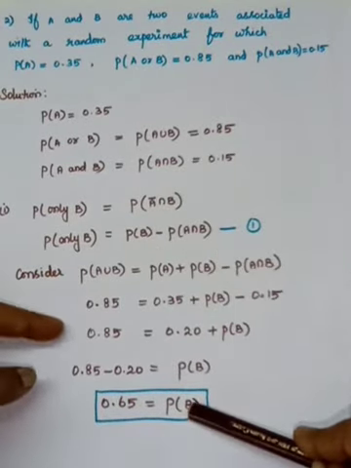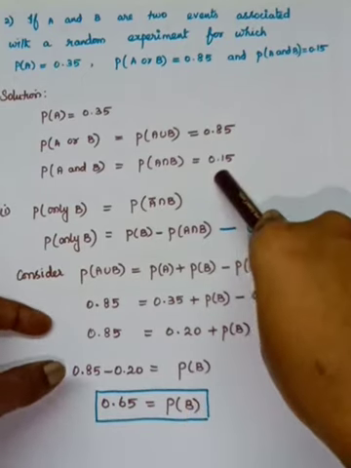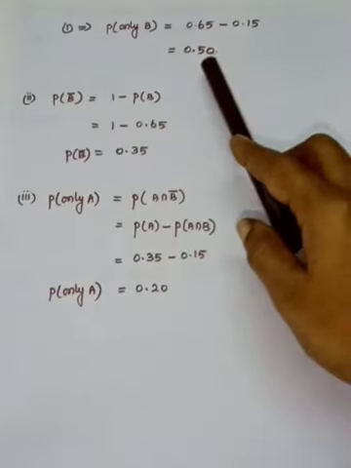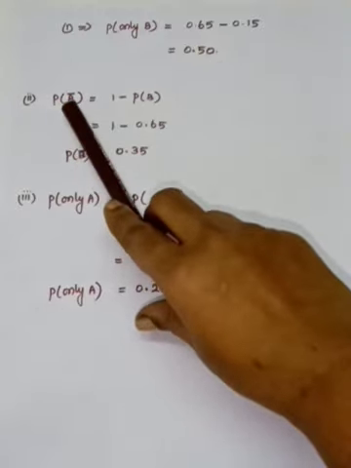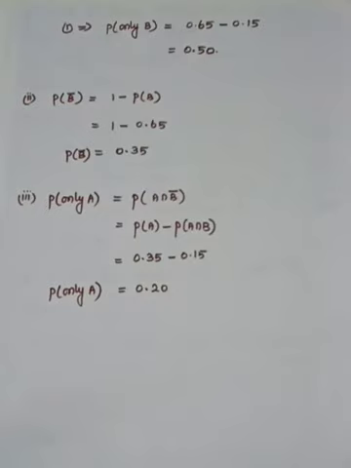P of B is 0.65. P of A intersection B is 0.15. So if you subtract, the answer is 0.50. In the second subdivision, what is asked? P of B bar. So what is the formula to find P of B bar? It is 1 minus P of B.